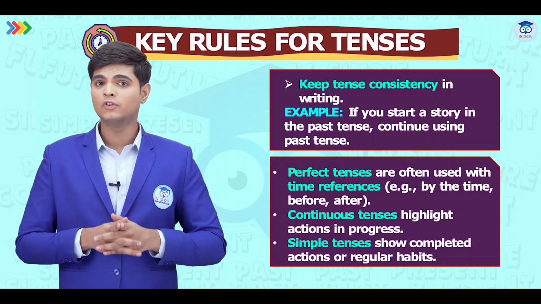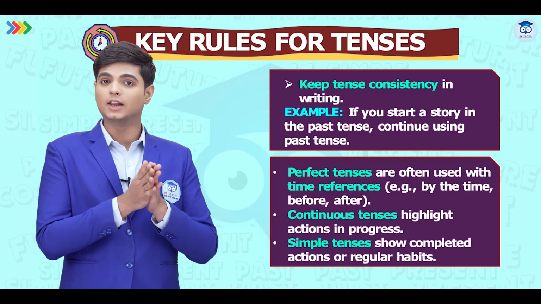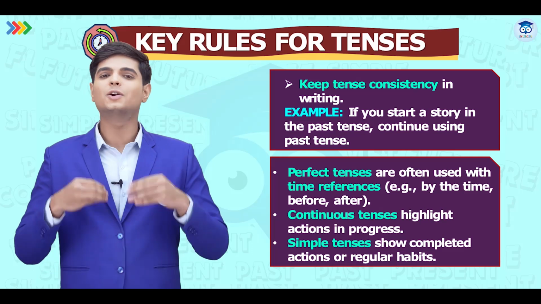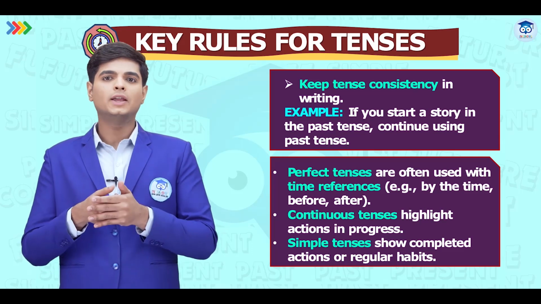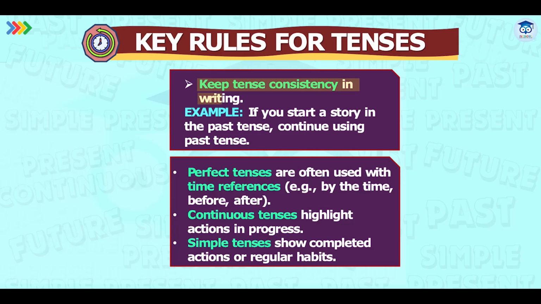Let's now go over some key rules for tenses that will help keep your writing clear, consistent, and grammatically correct. To begin with, it's important to keep tense consistency in writing. For example, if you start a story in the past tense, you should continue using past tense throughout. Don't switch to present or future in the middle unless there's a clear reason to do it. This helps the reader follow the timeline without confusion.